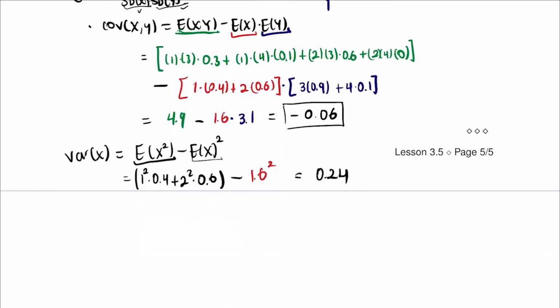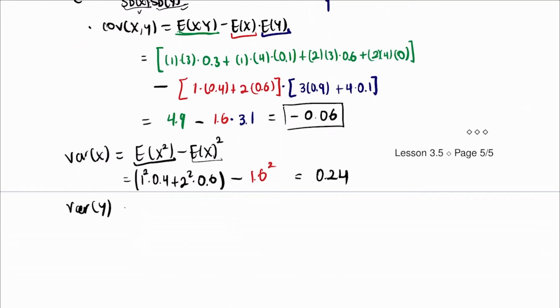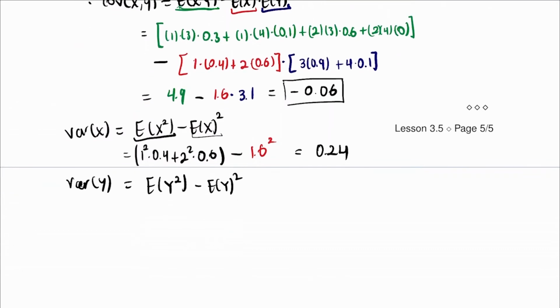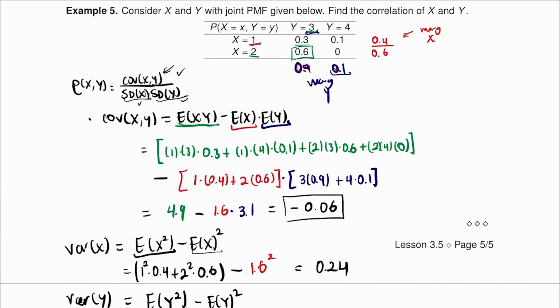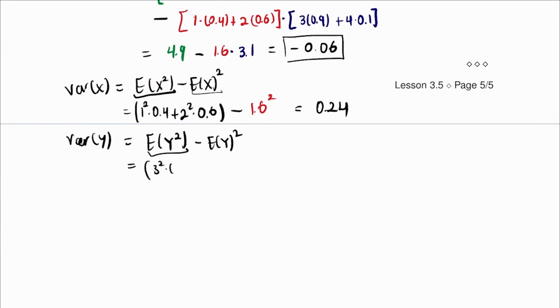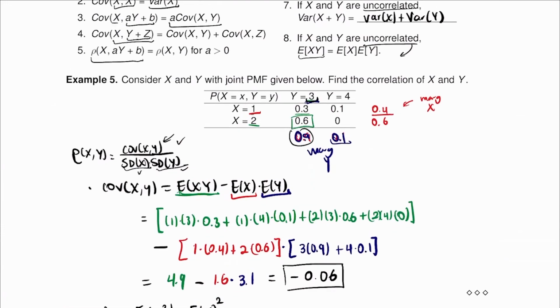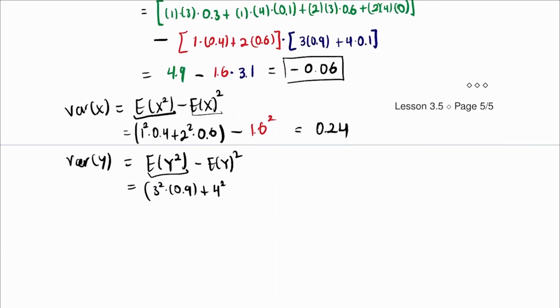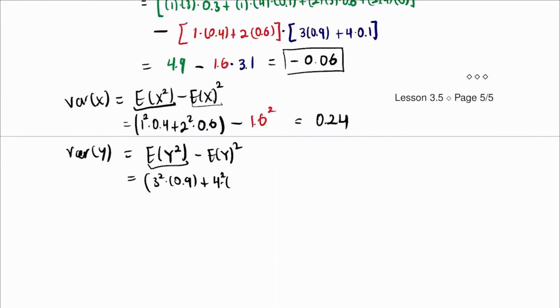Okay, to calculate the variance of Y is like the same. The expected value of Y squared minus the square of the expected value of Y. This expected value we have to calculate, so it's 3 squared times 0.9, plus the other value of Y, 4 squared, multiplied by its probability, 0.1, minus the expected value of Y squared, that is 3.1 squared, and this is 0.09.